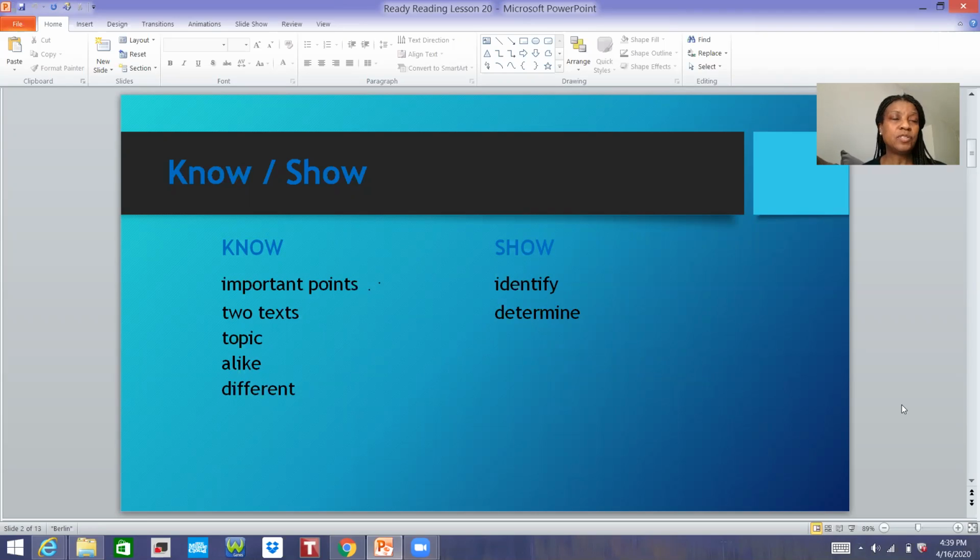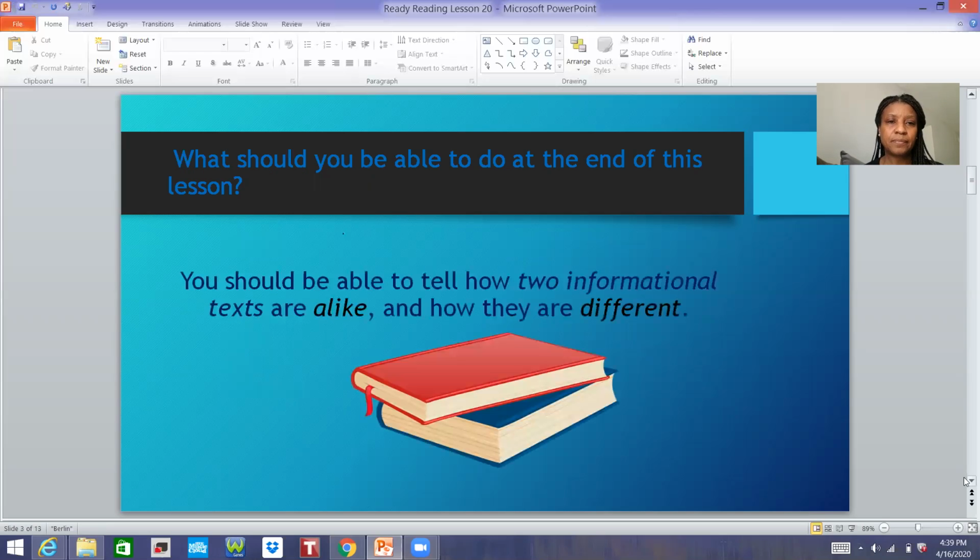We will talk about how those two texts are alike and how those two texts are different, and how you will show that you have mastered the skill. You will identify the important points by looking in the text, and you will determine how those two texts are alike and how those two texts are different. What you should be able to do at the end of this lesson is tell how two informational texts are alike and how they are different.